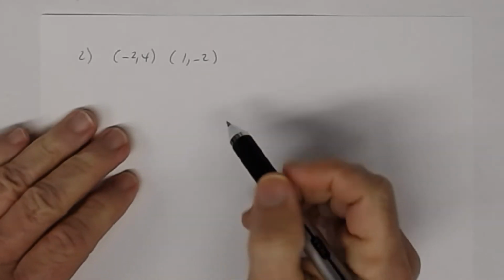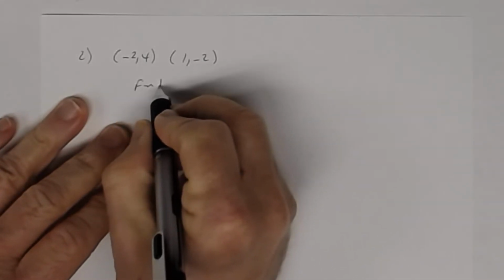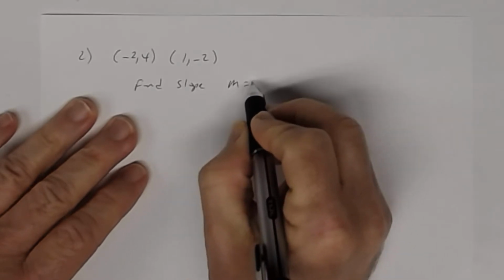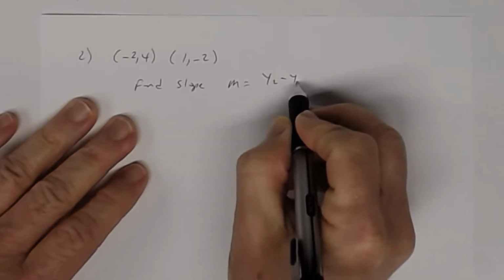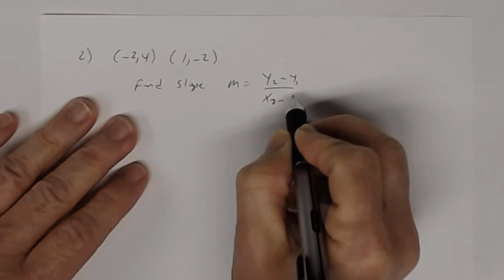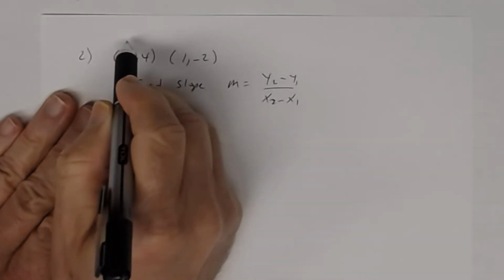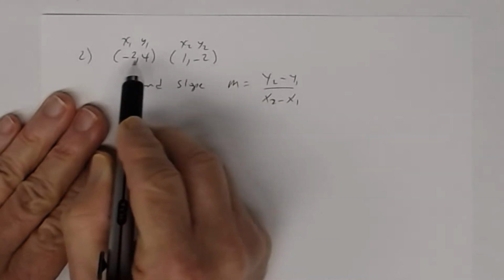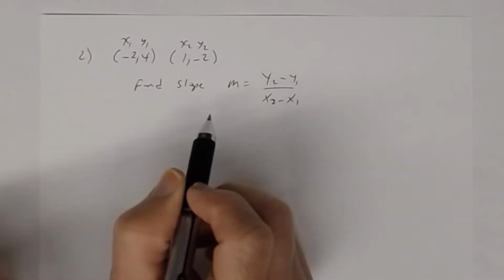So first thing we have to do is find the slope. So the slope formula, remember, is y2 minus y1 divided by x2 minus x1. So let's go ahead and call this x1, y1, x2, y2. So there's my first point, there's my second point.